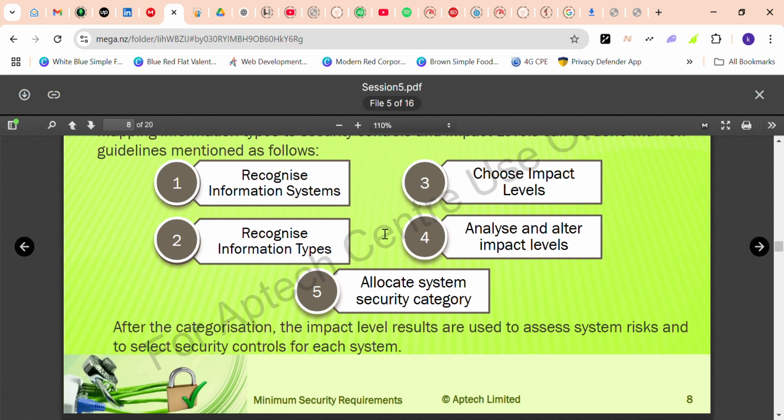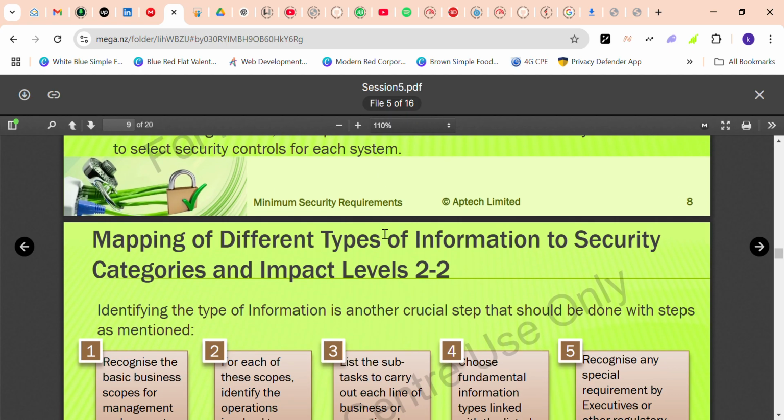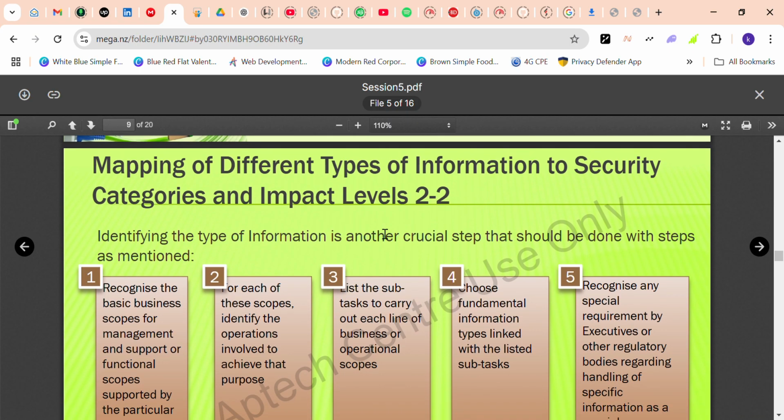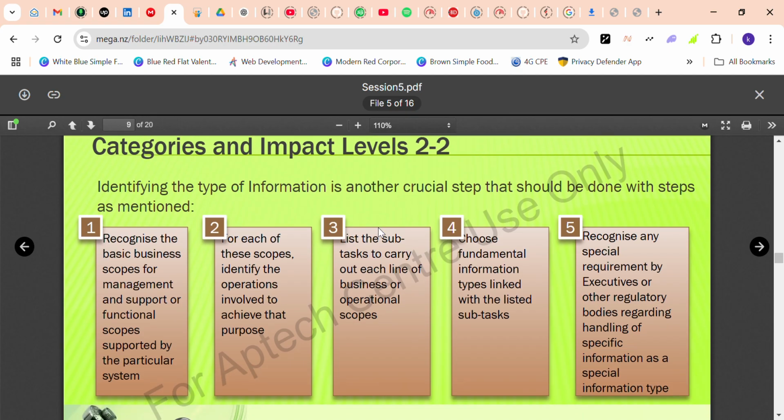After the categorization, the impact level results are used to assess system risk and to select security controls for each system. So, mapping of different types of information to security category and impact. Number one is identifying the type of information, another critical step that should be done with the steps as mentioned. Identify the critical information the system carries. We'll be discussing how to recognize and identify them.